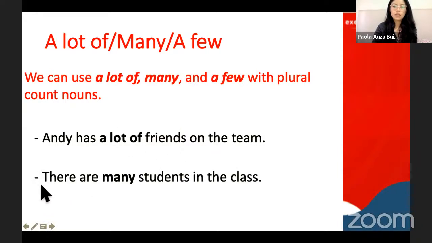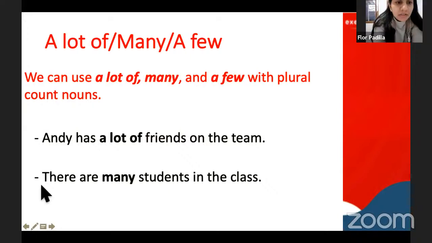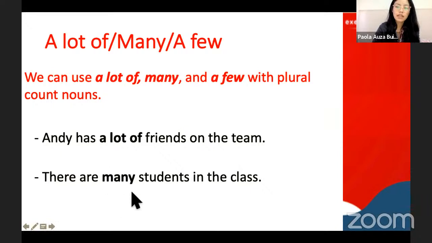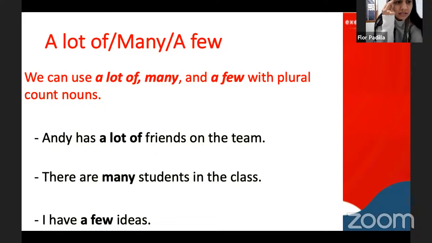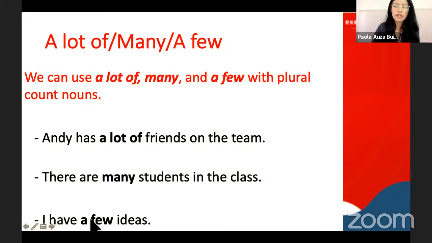Could you read the second one, please? There are many students in the class. Thank you very much. Also, many, it's being used with a countable noun. No, students, we can count 1, 2, 3 students. And the last one, please. I had a few ideas. Excellent, thank you very much. Again, few is being used with another countable noun. No, ideas, 1, 2, 3 ideas, etc.